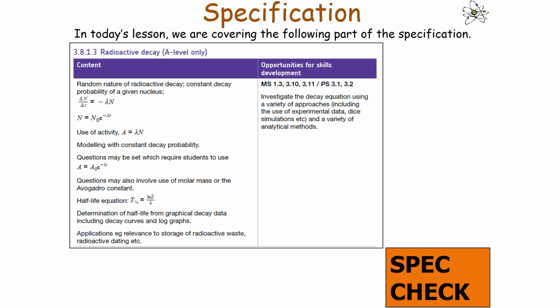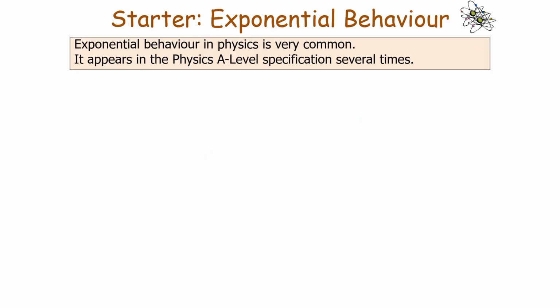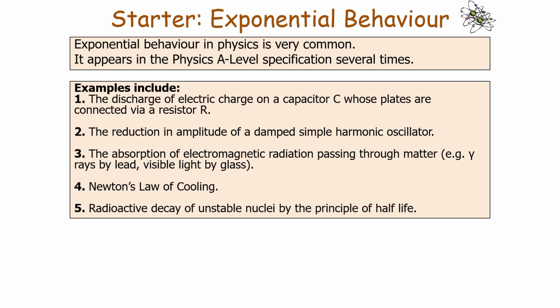In today's lesson we're going to be covering the following part of the specification: 3.8.1.3 radioactive decay. Exponential behaviour in physics is actually very common, and it appears in the physics A-level specification several times. Examples include the discharge of an electrical charge on a capacitor whose plates are connected via a resistor, the reduction in amplitude of a damped simple harmonic oscillator, the absorption of electromagnetic radiation passing through matter, for example gamma rays through lead, Newton's law of cooling, and finally the radioactive decay of unstable nuclei by the principle of half-life.